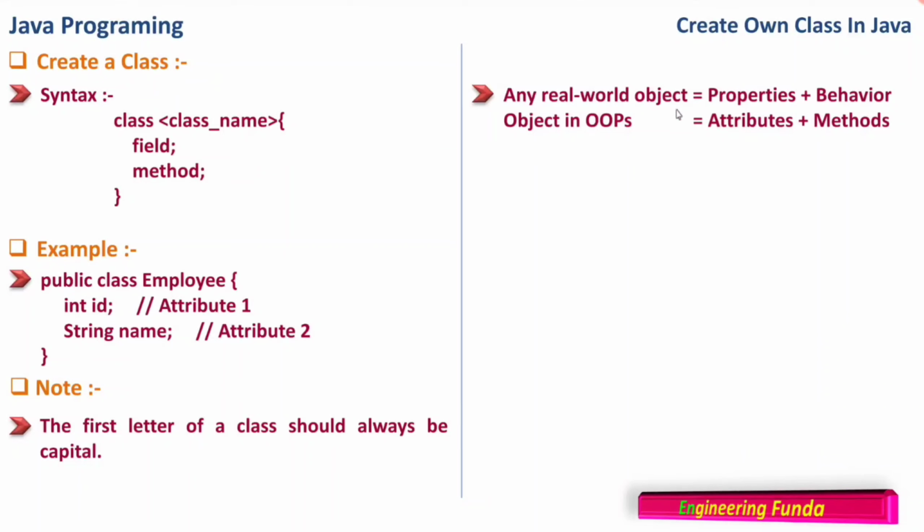Any real world object has properties and behavior. Similarly, the objects of OOP have attributes and methods. So properties of a real world object are analogous to attributes of objects in OOP, and behavior of the real world object is analogous to methods associated with the objects in OOP.